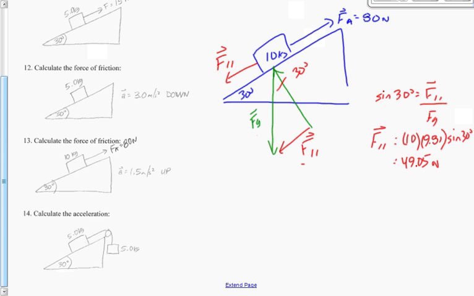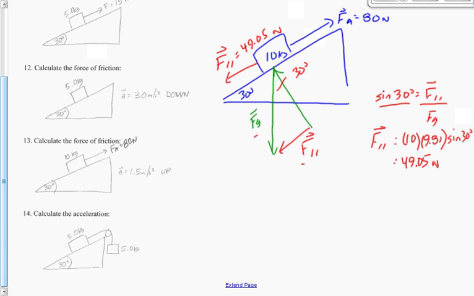Opposite over hypotenuse, sine function. If you don't draw it, then you're going to miss that. All right, let's label F parallel there, 49.05. Now, we want to find the force of friction.